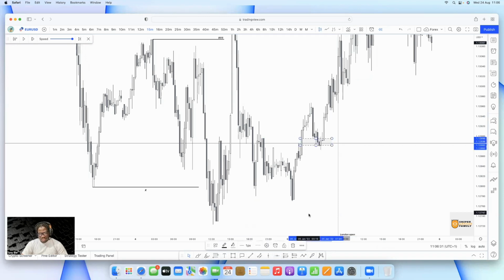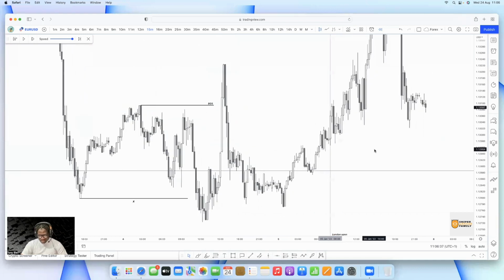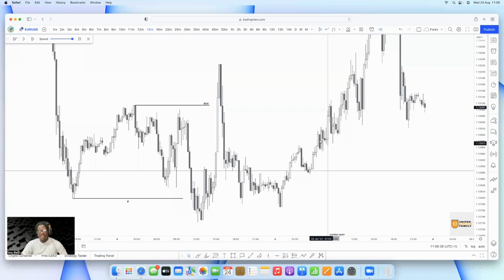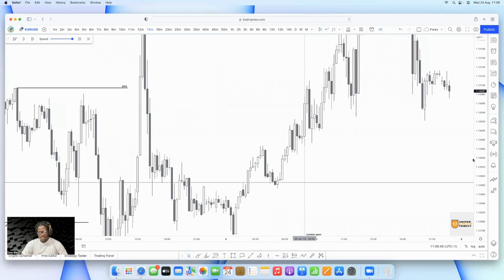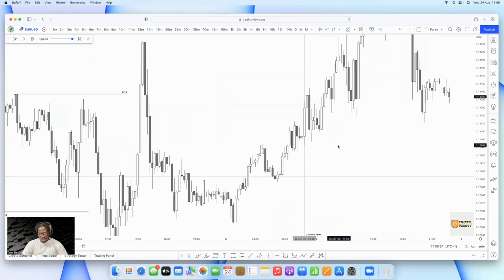The market is bullish, right? The order flow is beginning to go to the upside. And then we have this higher high, this higher low, this high, this low, and then this high, and then into the London Open on the 5th of January, London Open, right?